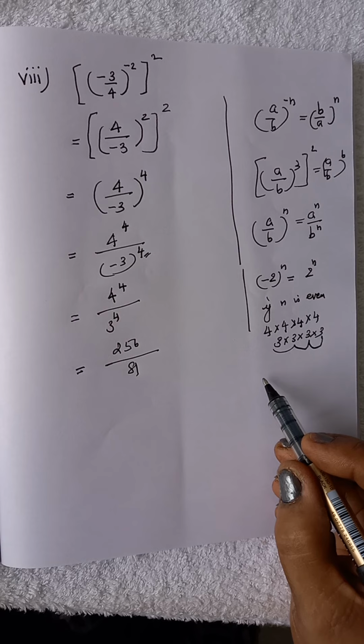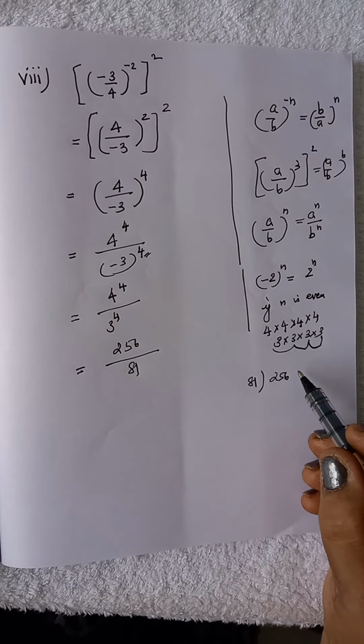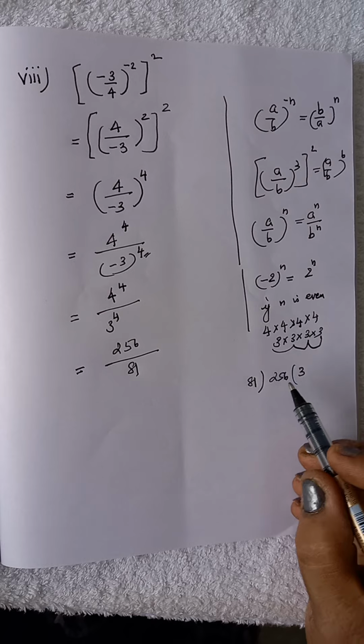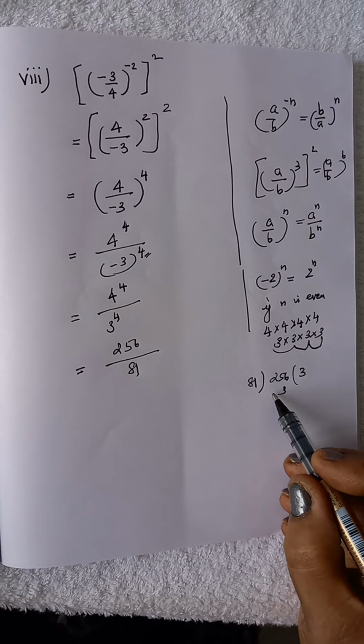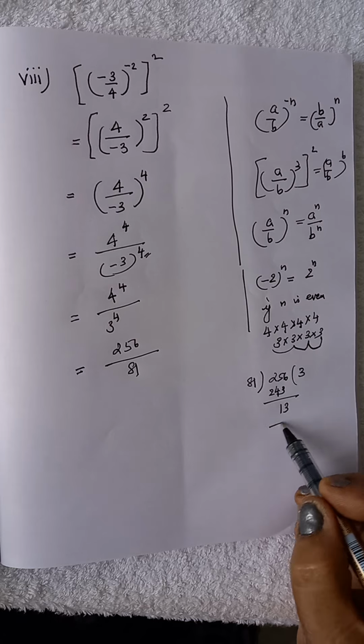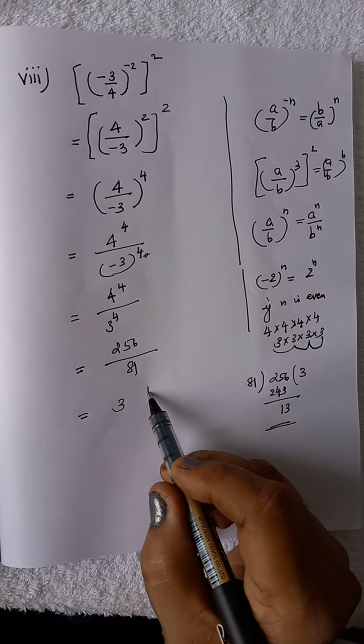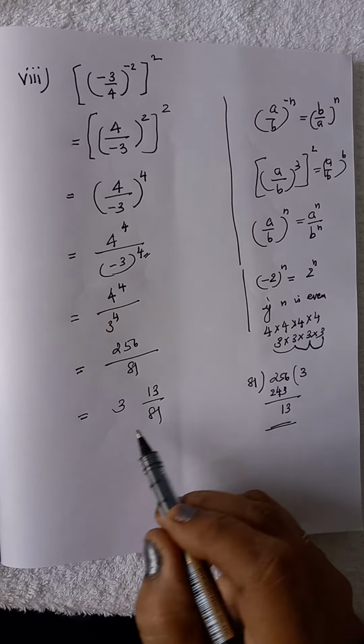Now let us divide this 256 by 81. I will get 3 times, will get 243. Then what is the remainder? 13. So what is the answer? 3 and 13 by 81. That is the answer.